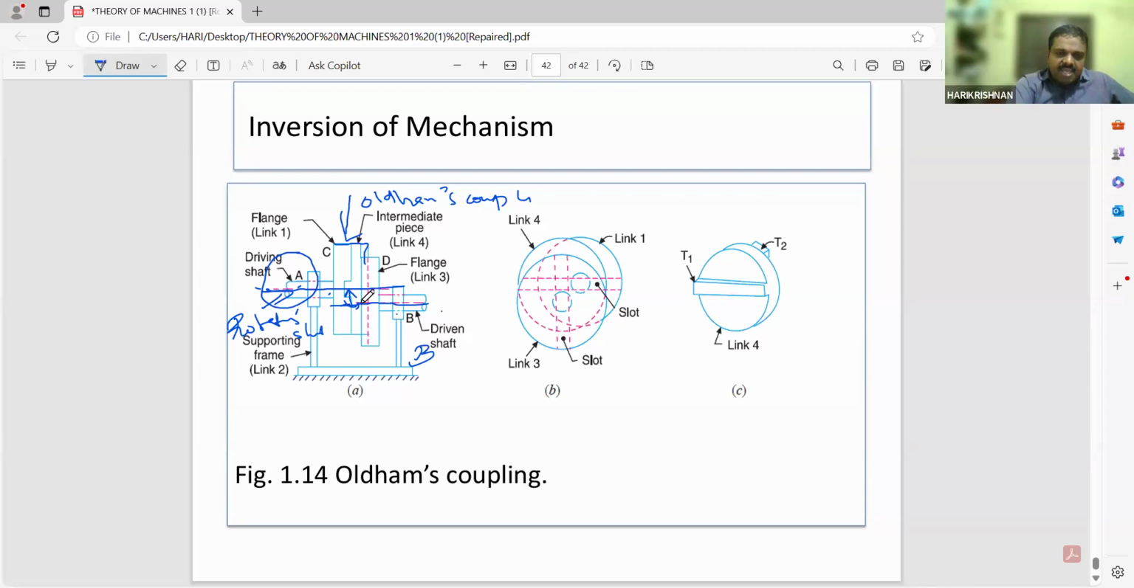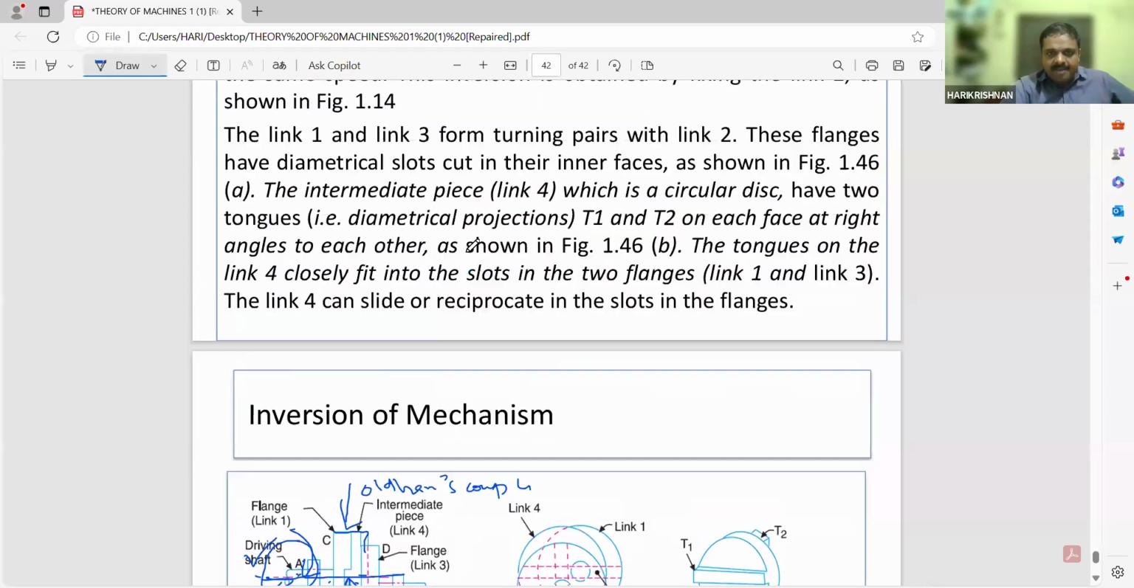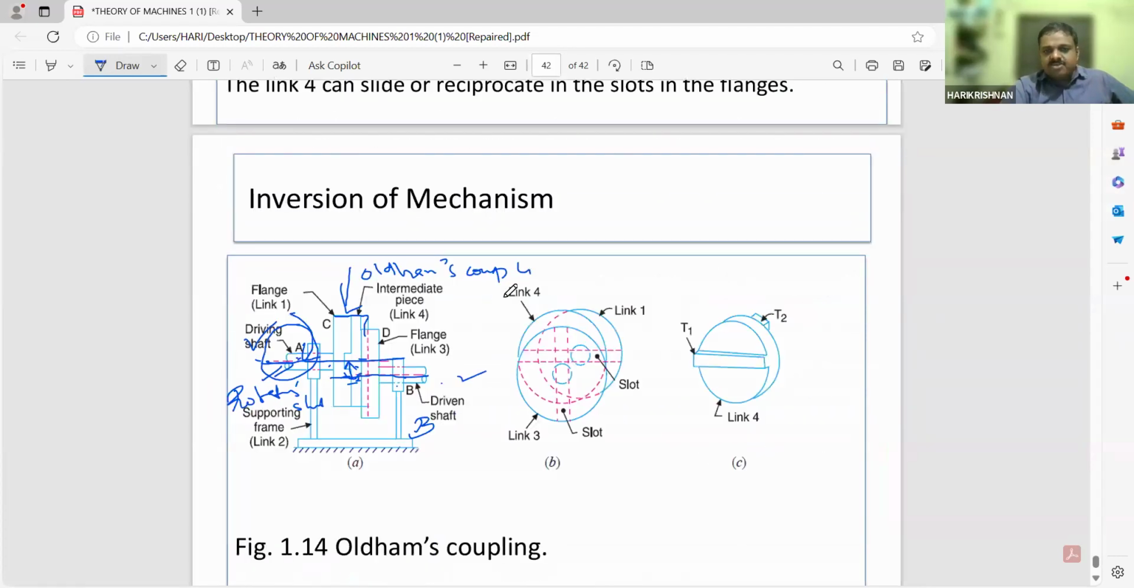So what happens when shaft A rotates, the motion is transferred to this Oldham's coupling. So the shaft B connected to this Oldham's coupling will also rotate at the same speed at which A is rotating. So this is used for connecting two parallel shafts whose centers are at a slight distance, or where a slight eccentricity is there. In that case, we will be using this Oldham's coupling. So if the two centers of the shafts are at a small distance apart, in that case, we will use this Oldham's coupling.